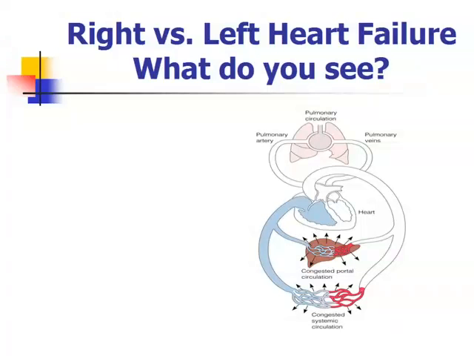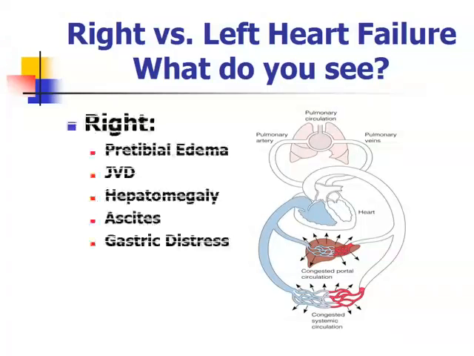So when the right side of the heart fails, it leads to the symptoms that you see here: pretibial edema, neck vein distension or jugular vein distension, JVD, hepatomegaly, ascites, and gastric distension. And the patient, because of the hepatomegaly, which is a liver enlargement, has a lot of venous congestion in that liver. It leads to increased size, which can then lead to ascites due to decreased production of albumin by the liver, and it causes all the edema and gastric distress and anorexia that the patient has.